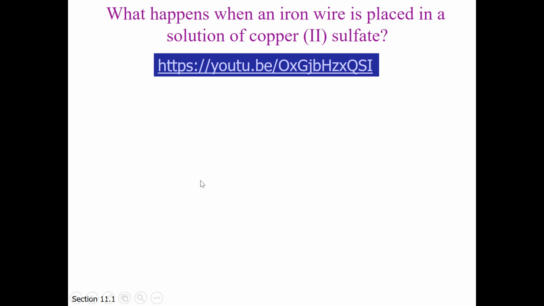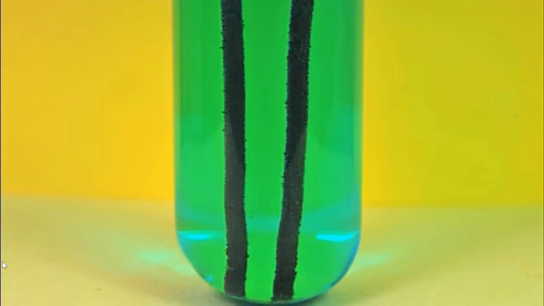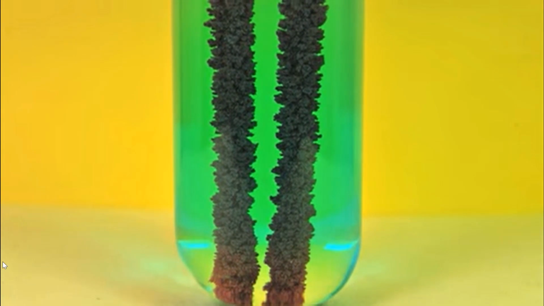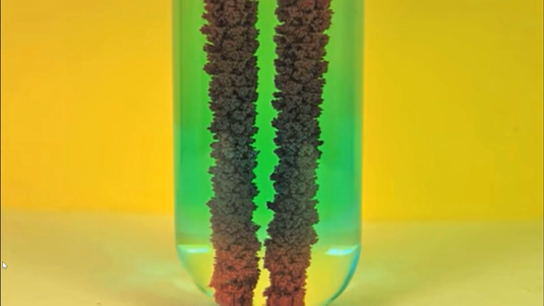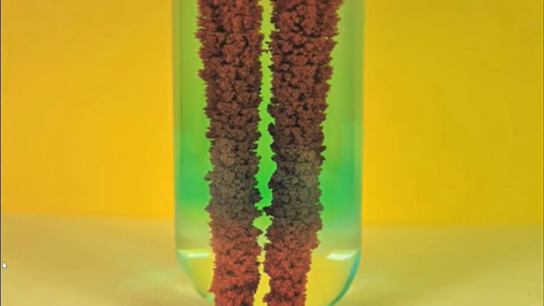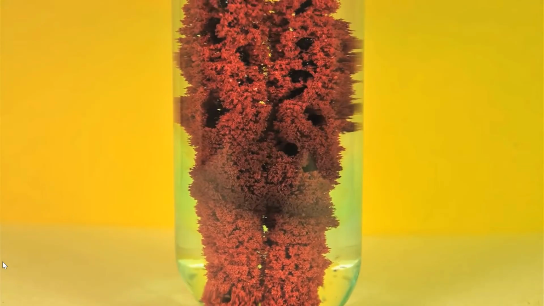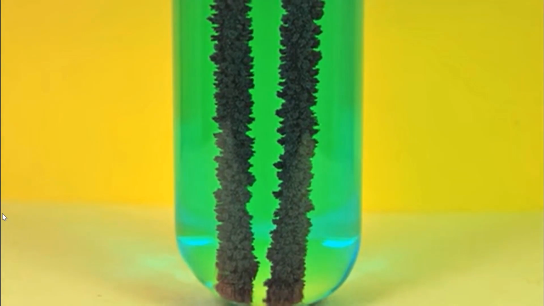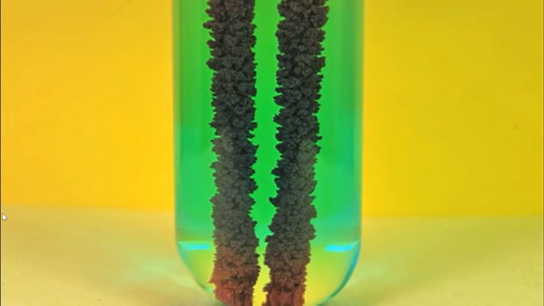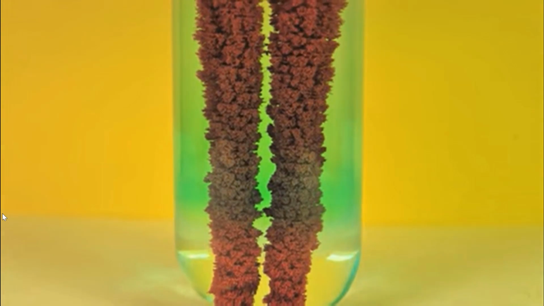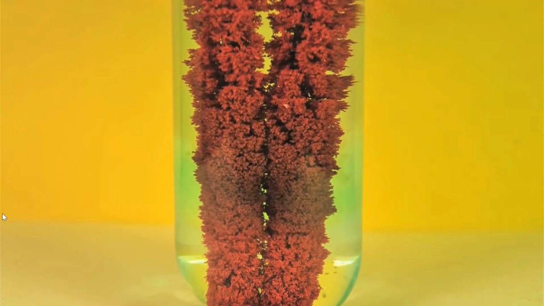Let's look at what happens when an iron wire is placed in a solution of copper 2 sulfate. This is fast speed, so I'll try and explain. This is a blue solution against a yellow background, so it appears green. But notice how the green color fades as the reaction proceeds. And also notice that we have formed some orangish material that looks suspiciously like copper.